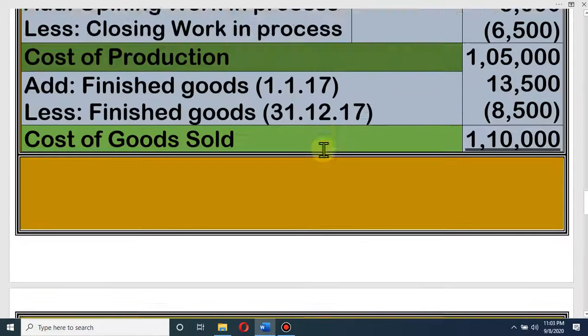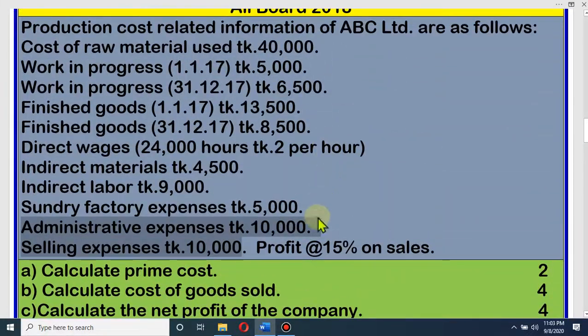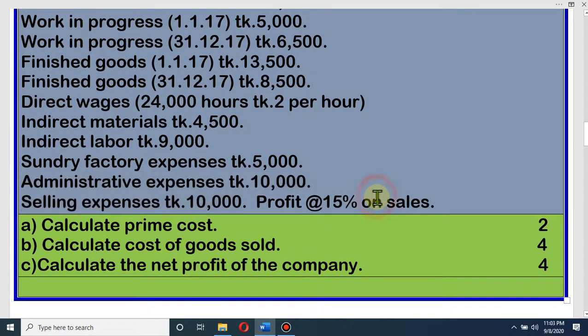Dear student, now look at the question. The profit is 15% on sales. Keep it in your mind. We don't have sales, so how will we find the 15% on sales? Dear student, I hope you can remember the mathematics of class 4, 5, 6. In that time you did unitary method math, and if you remember, you can easily find what 15% on sales is.